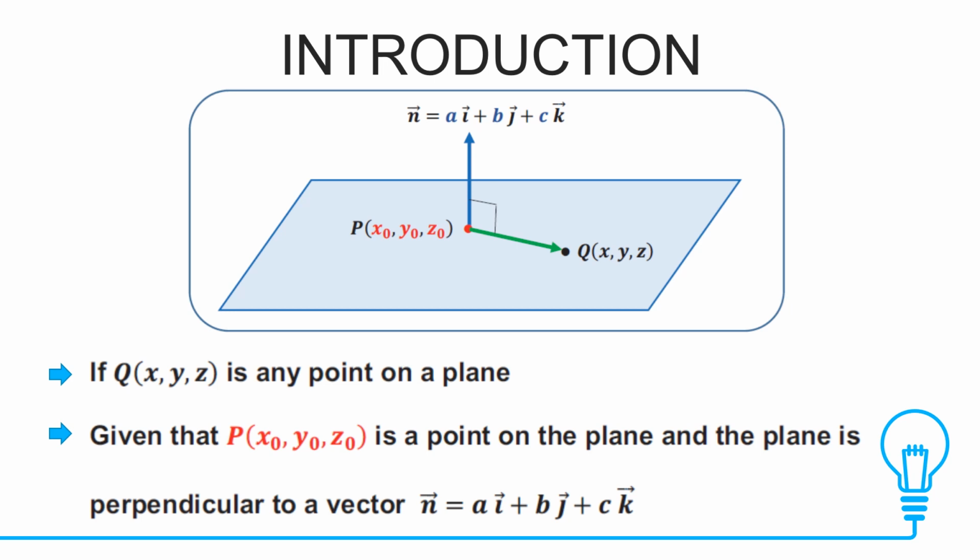For example, if Q is any point on a plane with coordinate x, y, and z, and given that point P with coordinate x0, y0, and z0 is a point on a plane and the plane is perpendicular to a vector n. For example, vector n is Ai plus Bj plus Ck.